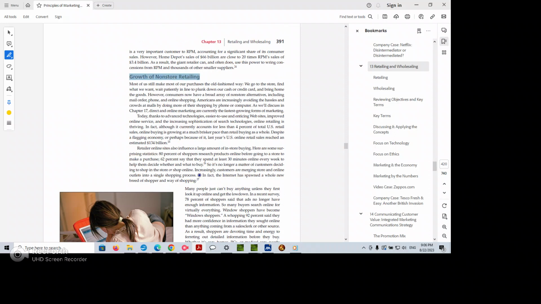Now, how about the growth of non-store retail? Most of us make our purchases the old-fashioned way, as in we go to the store, find what we need, or find what we want, and wait patiently in line to plunk down our cash or credit card and bring home its goods. However, consumers now have a broad array of non-store alternatives, including mail order, phone, and online shopping. Okay, so we have different ways now of purchasing than before.